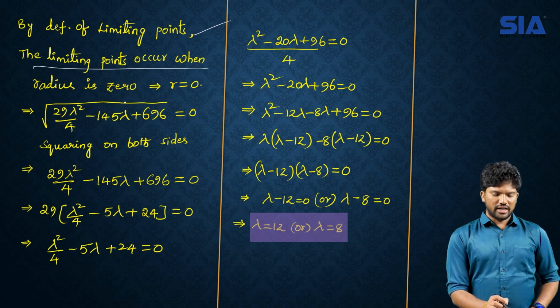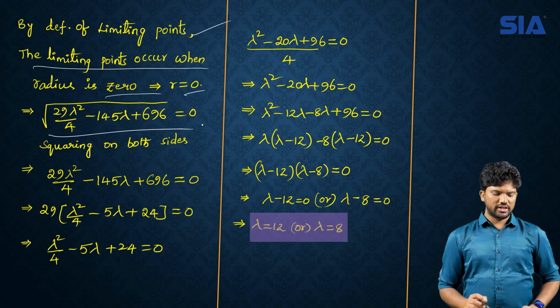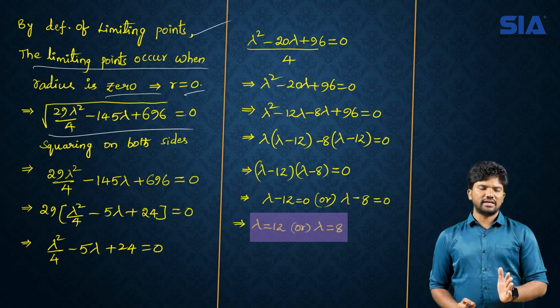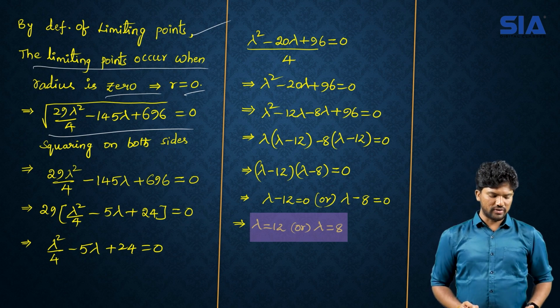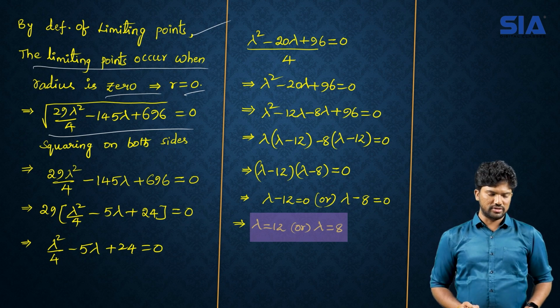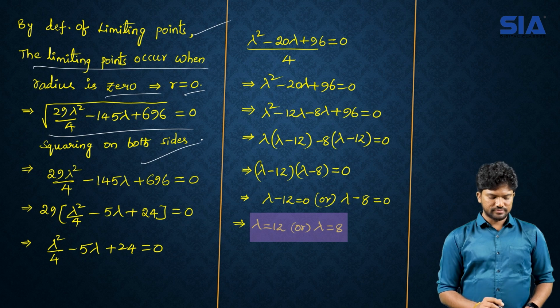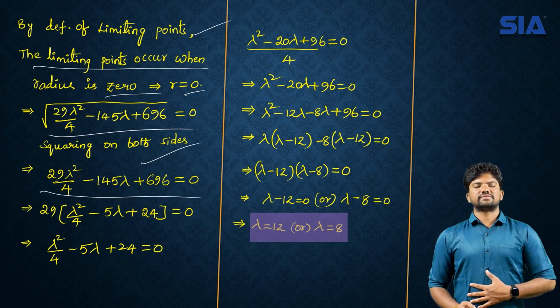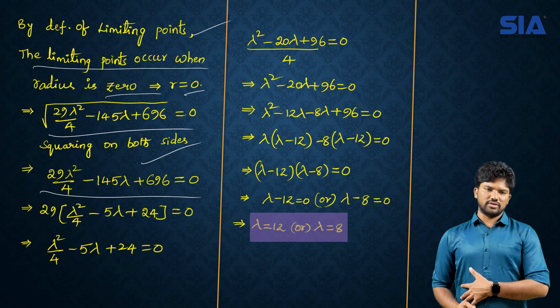Okay, so radius is equal to 0 means, under root of whatever we have obtained for that radius, make that radius value equal to 0: under root of 29 lambda square by 4 minus 145 lambda plus 696 equal to 0. Squaring on both sides, the square root will get cancelled. 29 lambda square by 4 minus 145 lambda plus 696 equal to 0.